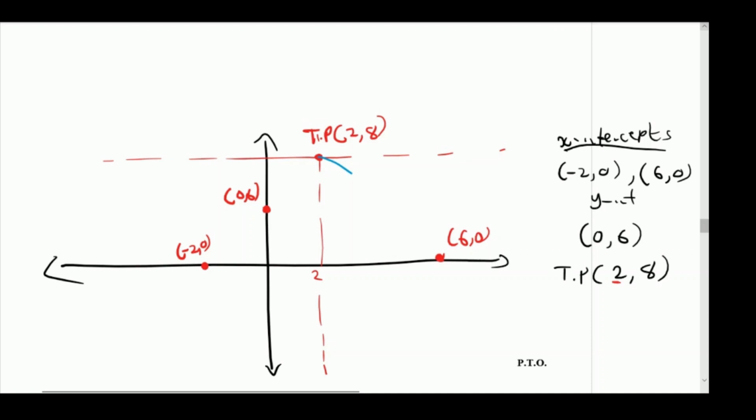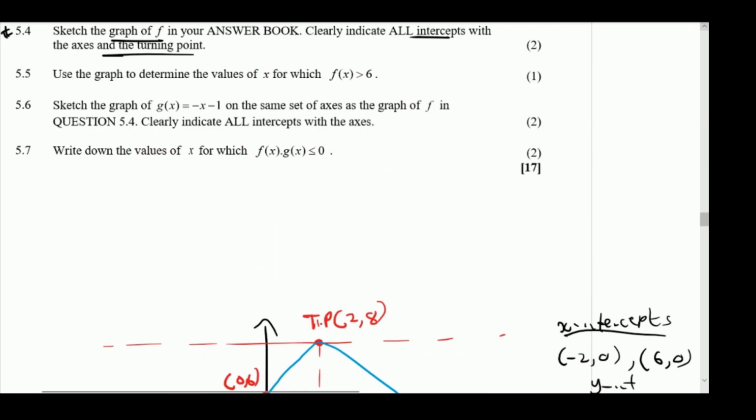Then we join the points to find our parabola. So this would be your parabola. Make sure you label every intercept and your turning point. Now we're going to do 5.5.